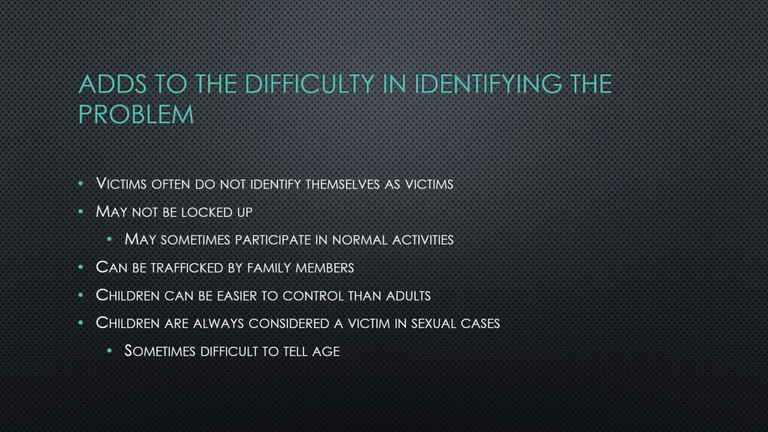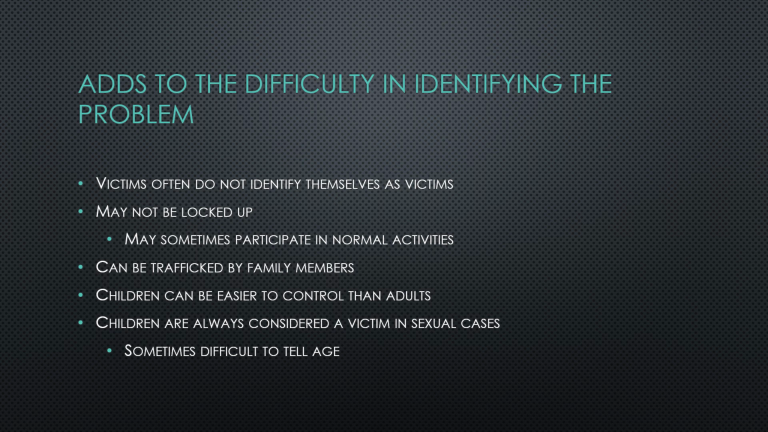And this can make it really hard for us. It makes it difficult for us to identify human trafficking victims. Victims often don't identify themselves as victims. They may not be locked up. And in fact, a lot of times they participate in normal activities. Another thing that is unfortunate is that many human trafficking victims first are sexually abused by family members, and sometimes are actually sold into abuse by family members. It makes it difficult for us as healthcare providers to identify someone as a human trafficking victim when they are with someone that I would trust. If the victim is with their mother, I don't know if I would suspect human trafficking.